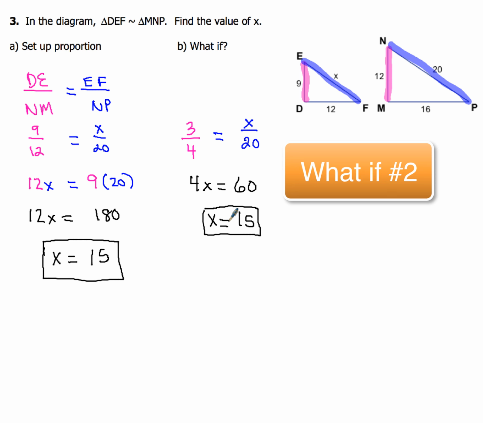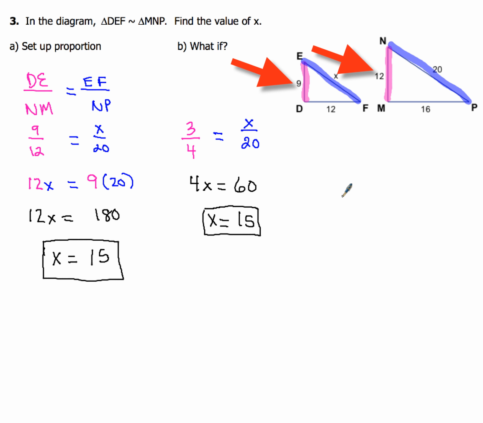But here's another what if. What if instead of using DE and NM, say we use DF and MP? Would we get the same result then? So I don't know. Let's check that out, because one of the things that you want to be able to do is make sure that you have a really deep understanding of proportions. So we'll play the what if game. What if we set up this? What if we set up that? Because sometimes there's more than one way to solve a particular problem, and to really understand it, you want to be well versed in as many ways of solving a problem as possible.